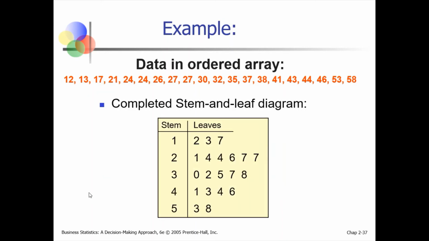So here is the complete stem and leaf diagram. It is complete. For the stem 1, the leaves are 2, 3, 7. For the stem 2, the leaves are 1, 4, 4, 6, 7, 7. So this is 21, 24, 24, 26, 27, 27. And this one is 12, 13, 17. So all of this represents the dataset. As you can see, it is easier to understand, easier to read, and also more compact, right? Okay.